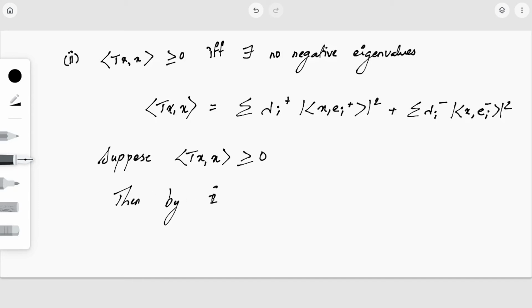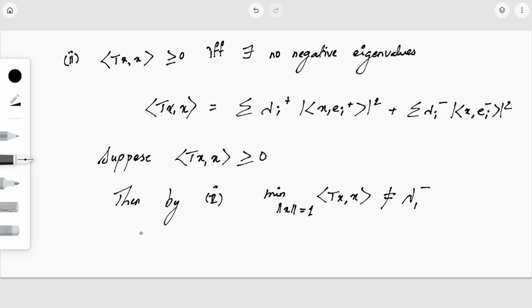The first part that we have proved just now, we can say that the minimum over norm x equal to 1 of the inner product Txx was equal to lambda 1 minus. But since Txx is always greater than or equal to 0, this is not possible, right? Because lambda 1 minus means it is a negative value.